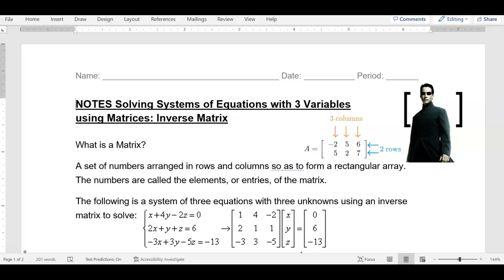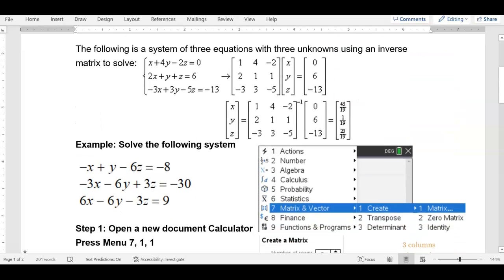All right. So solving systems of equations with 3 variables using matrices or an inverse matrix. Okay. So first of all, what is a matrix? You can see what it looks like. Let's read this. It says a set of numbers arranged in rows and columns so as to form a rectangular array. The numbers are called elements or entries of the matrix. Okay. So numbers are just elements of the matrix. Tell your parents you learned that today. Now, here's an example.